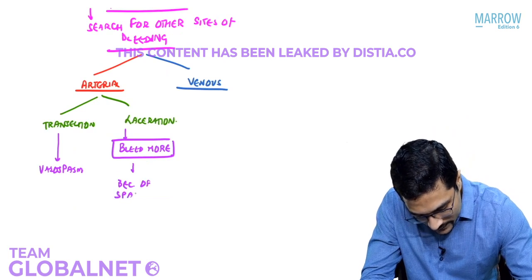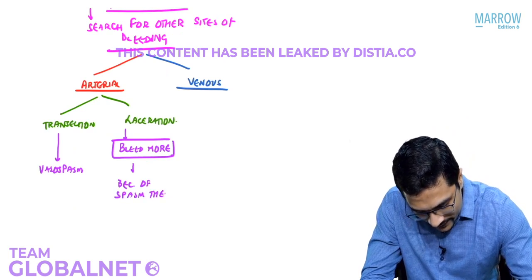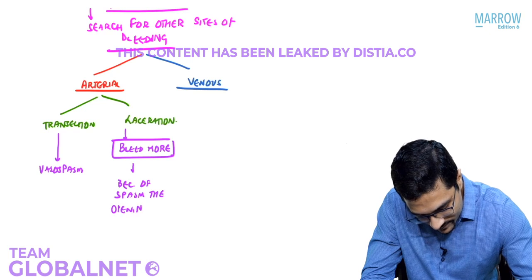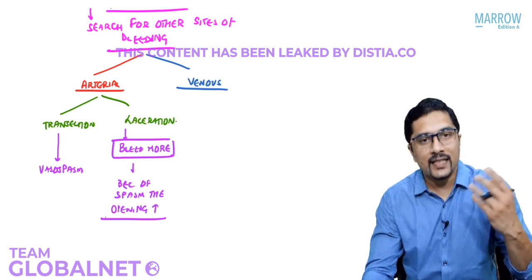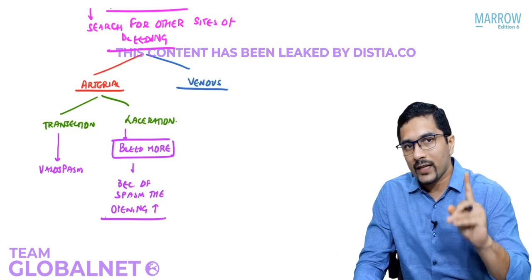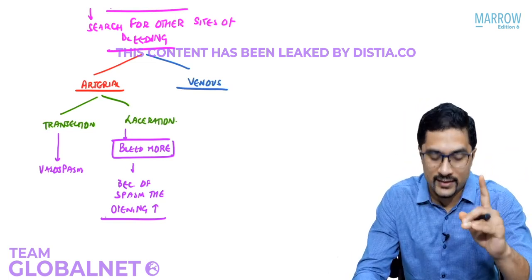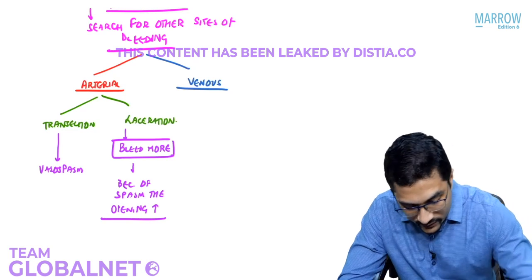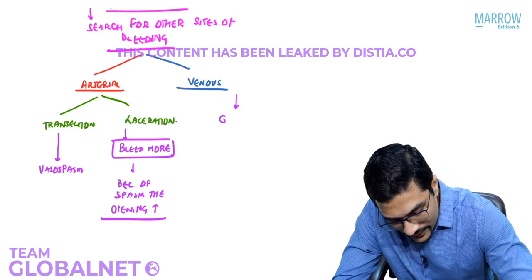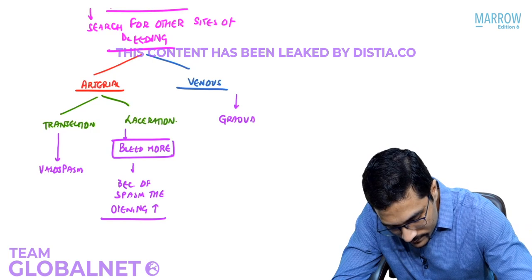the opening increases. The opening increases and there is more bleeding. So this is point number one which I want you to remember, that a lacerated artery bleeds more than a transected artery. Now second, venous blood, it is a gradual ooze.